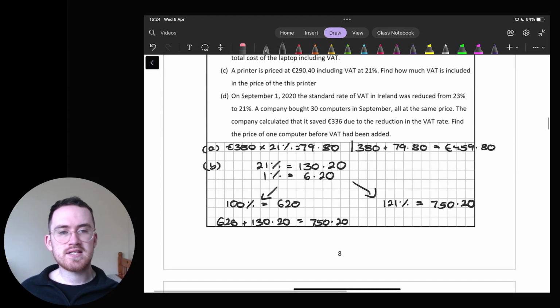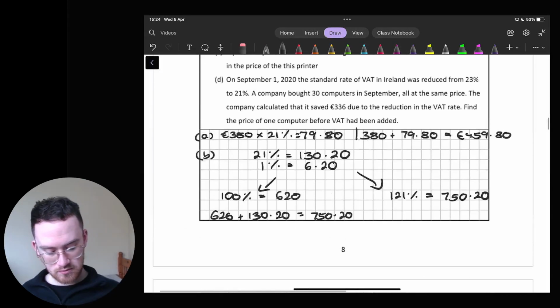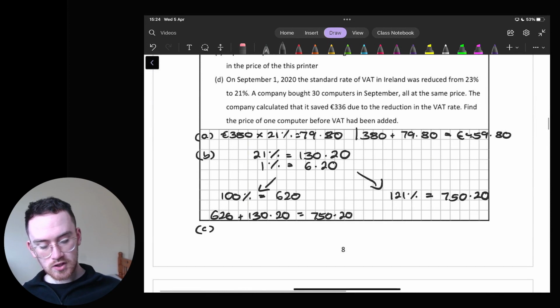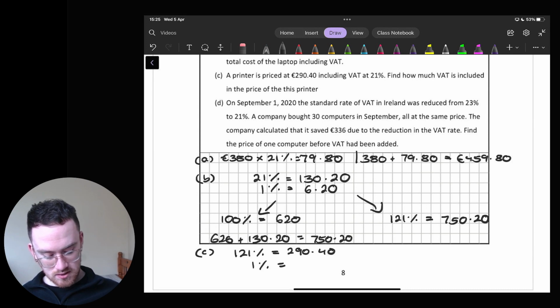A printer is priced at €290.40, including VAT at 21%. Find how much VAT is included in the price of this printer. So we're looking for the actual VAT itself. So for this one, the printer, let's see how much space I have. We'll maybe just use this part here. So the printer at the minute, the €290.40 is the price including the VAT. So that's 121%. I want to find 1%, so I'll divide by my 121 and get 2.40.